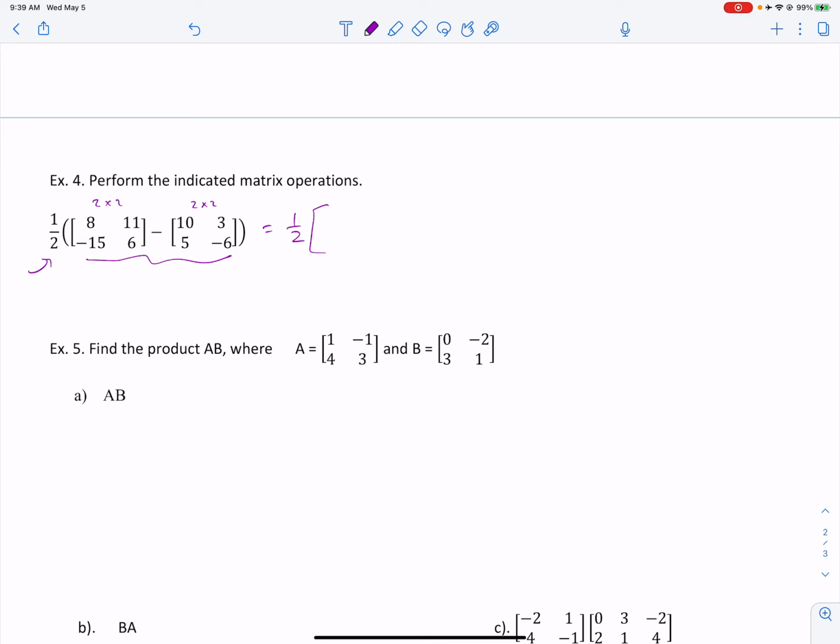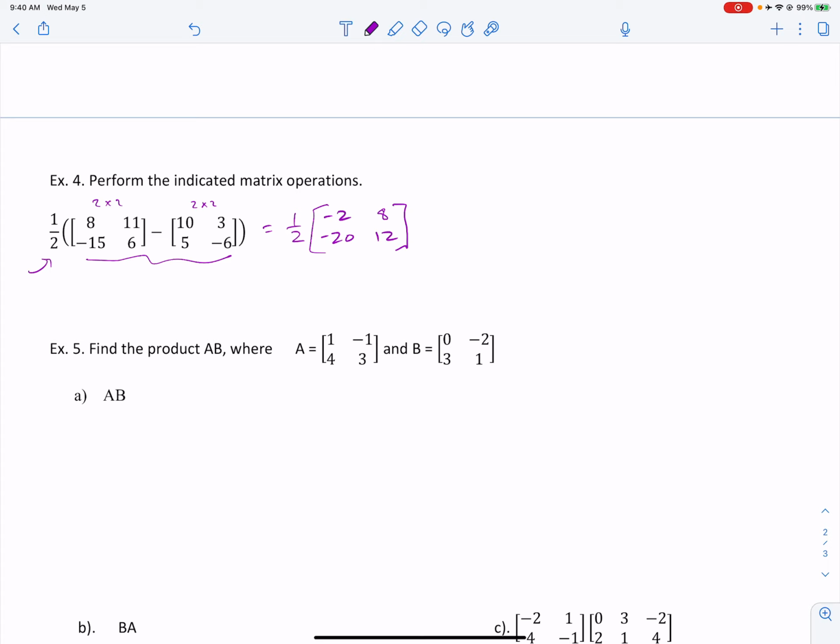We start with 8 minus 10. Then we have 11 minus 3. Then we have 15 minus 5 is a -20, and 6 minus the -6 is 6 plus 6, and we have 12. So there inside we have, oh, what did I do? 11 minus 3, that's not going to work. I was looking at my notes and I did it after I multiplied by 1/2. Okay, so we have the -2, the 8, the -20, and the 12.